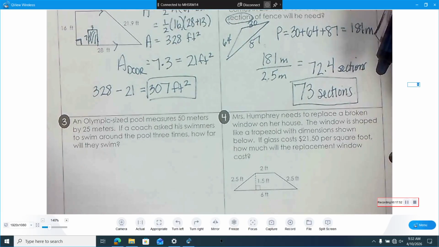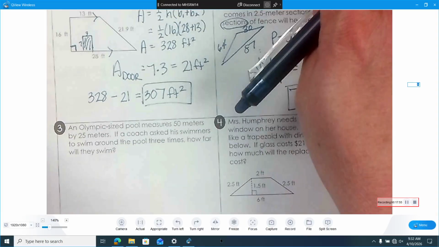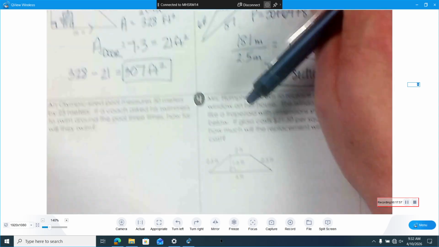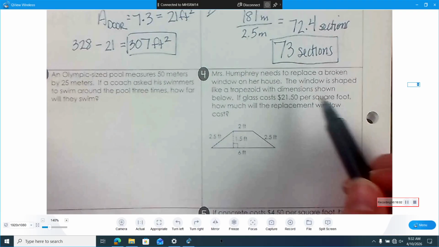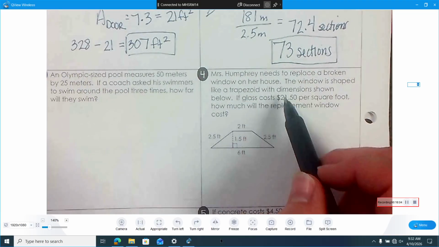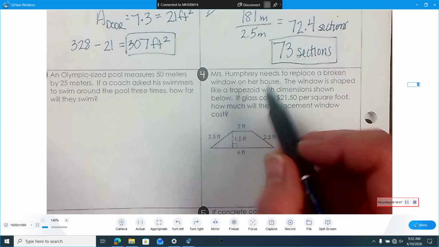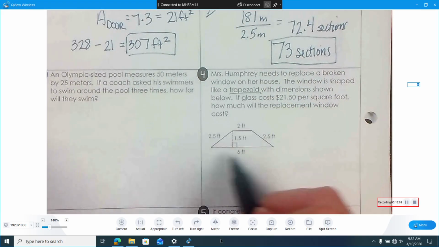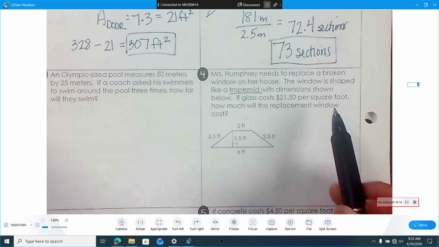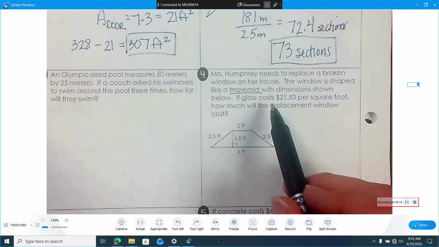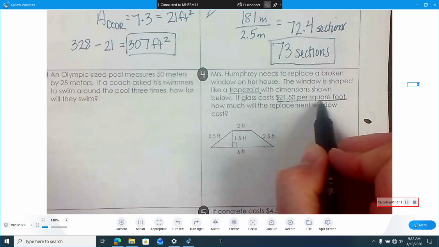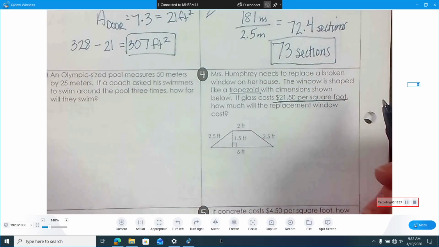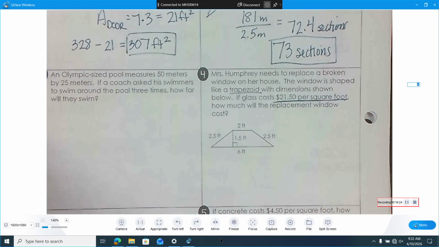Okay. Let's just do 4, and then we'll call it good. Mrs. Humphrey needs to replace a broken window in her house. The window is shaped like a trapezoid. So here's the shape of her window, with dimensions shown below. If glass costs $21.50 per square foot, how much will the replacement window cost?